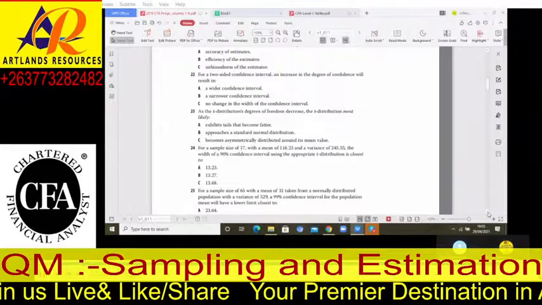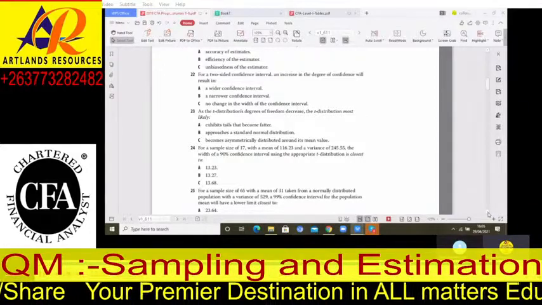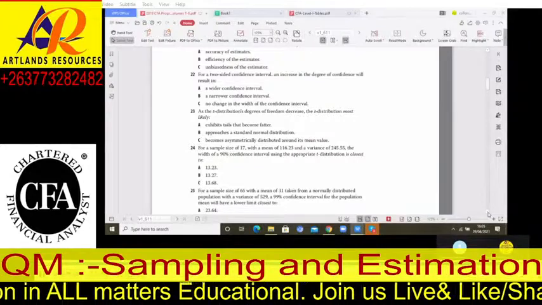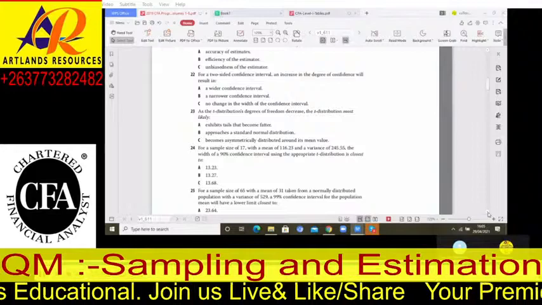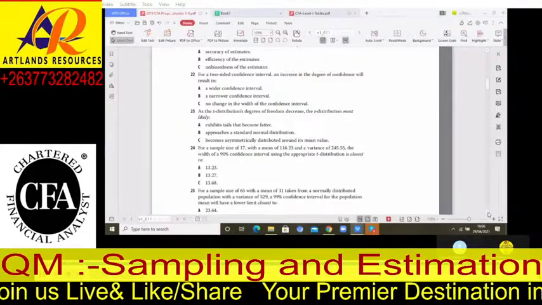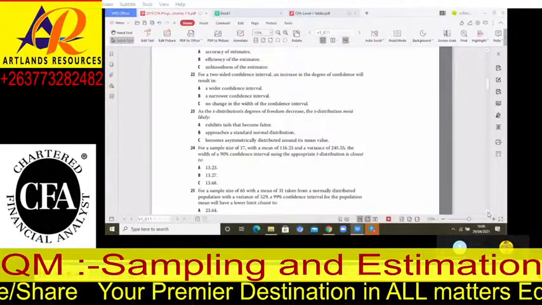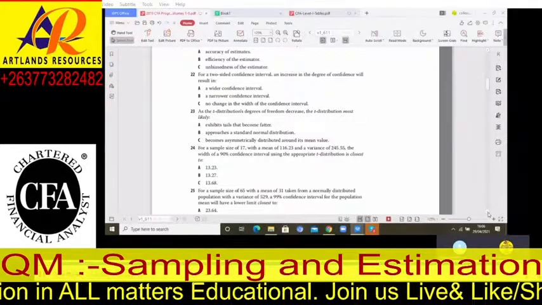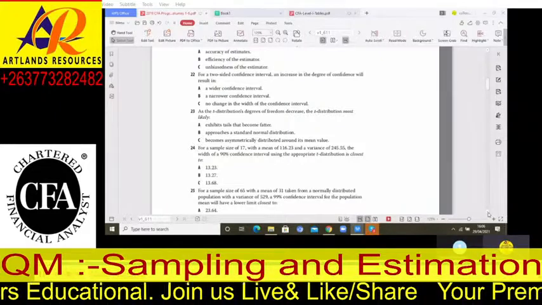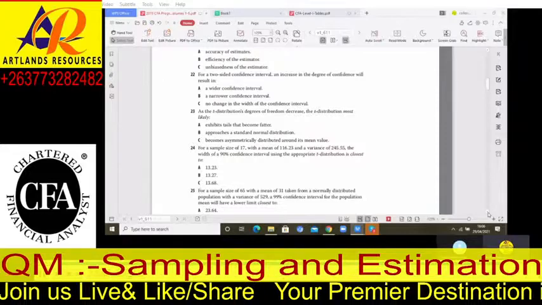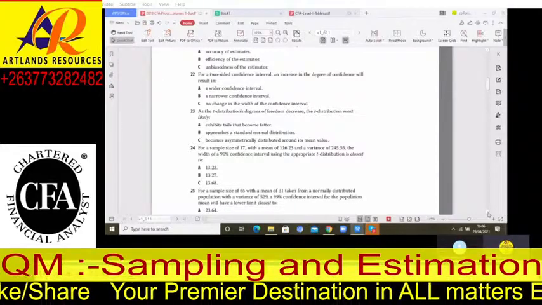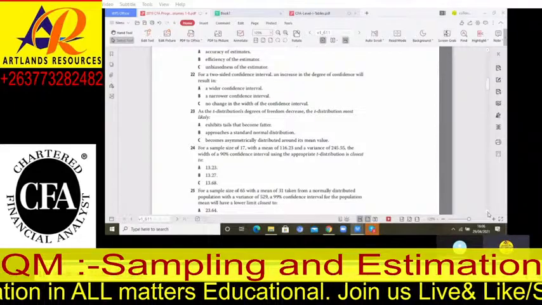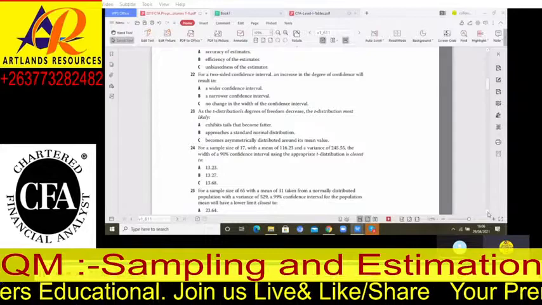All right. As T distribution degrees of freedom decrease, the T distribution most likely... I said it just now, that part of the question. I know that it's not B. Yes, the lower the degrees of freedom, the flatter the T distribution. But the higher the degrees of freedom, the T distribution converges and becomes normal. So the answer is A. If you decrease the degrees of freedom, you are making it flatter, moving away from the normal.